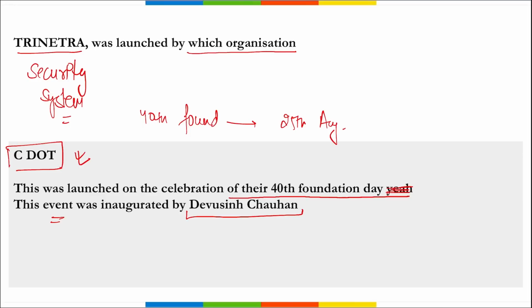Then if we talk about CDOT, who's the chief executive officer here? Rajkumar Upadhyay. Headquarter, it is in New Delhi. When was it established? It was in 1984 that this was established.